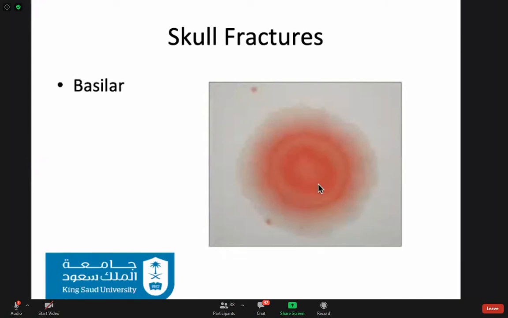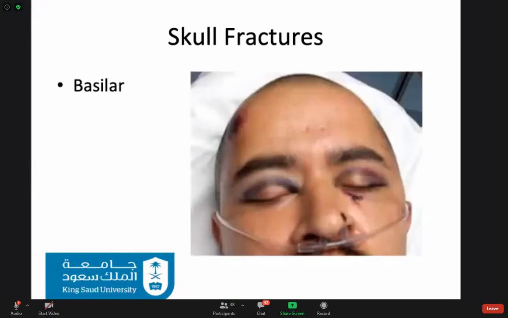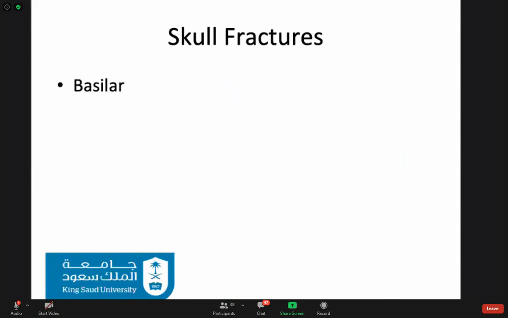This is how you can tell that this is CSF. It has the halo sign when you put it on a piece of paper or a napkin or a tissue. And then raccoon eyes, which can be on one side or both, meaning it can be on the upper lid, lower lid, or both upper and lower lids. It can be on one eye or both eyes, depending on what the mechanism is and depending on the significance of the basilar skull fracture or injury.